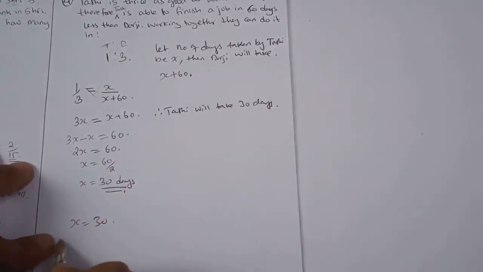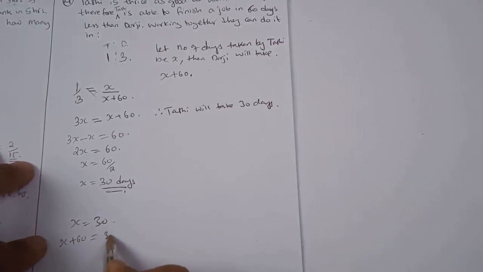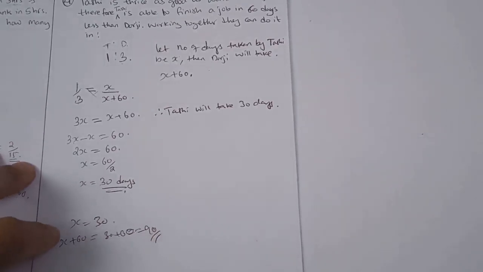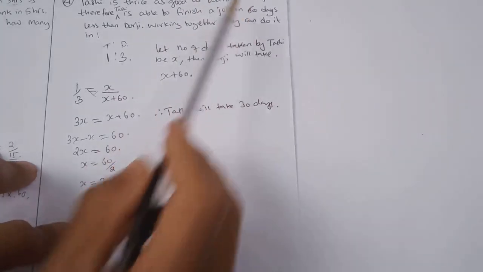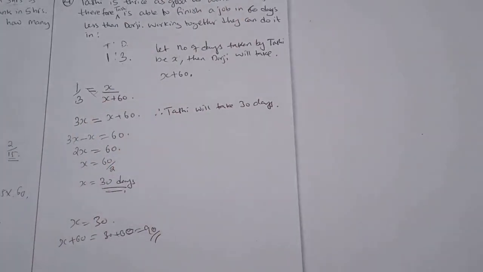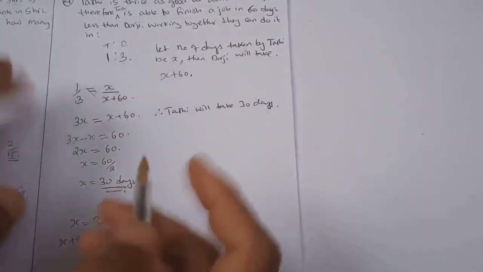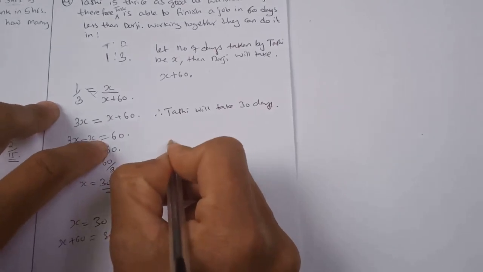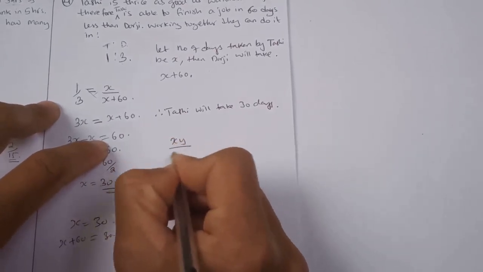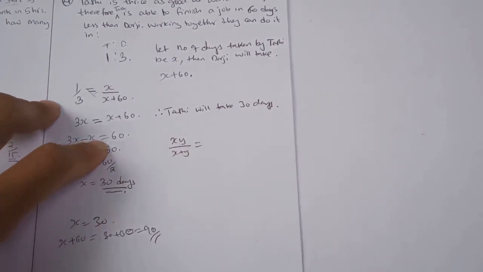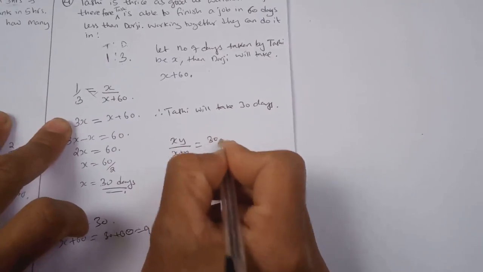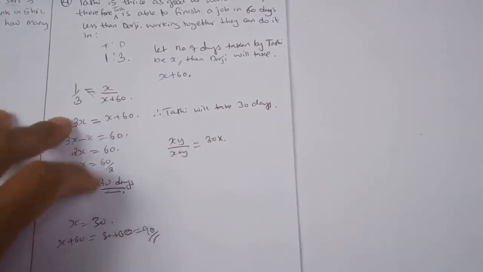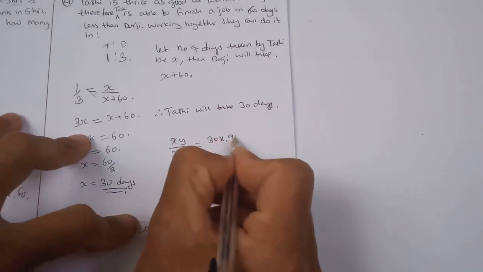Dorji's work is x plus 60, so 30 plus 60 is 90 days. So Tashi takes 30 days and Dorji takes 90 days. Working together, we use the formula x y over x plus y. Here x is 30 days multiplied by 90 days, over 30 plus 90.